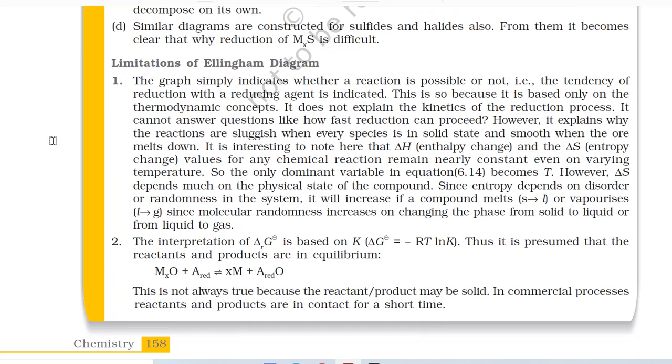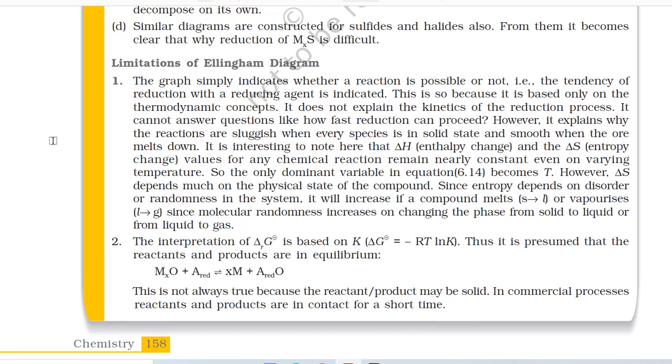Limitations of Ellingham diagram. First, the graph simply indicates whether a reaction is possible or not. That is, the tendency of reduction with a reducing agent is indicated. This is so because it is based only on the thermodynamic concept. It does not explain the kinetics of the reduction process. It cannot answer questions like how fast reduction can proceed.